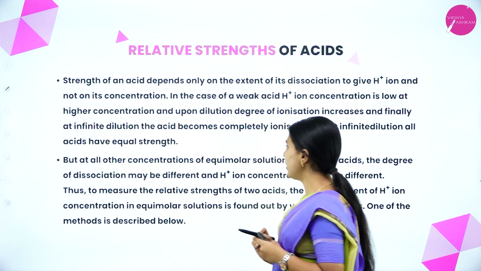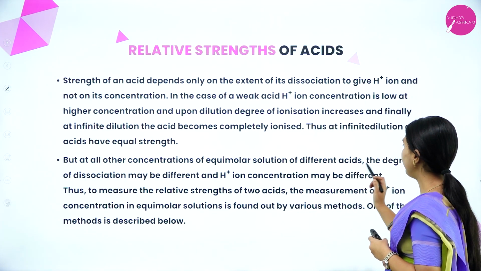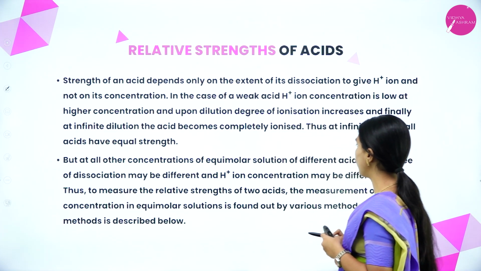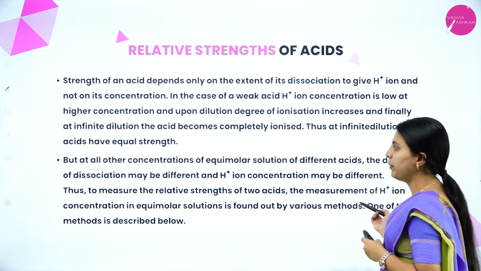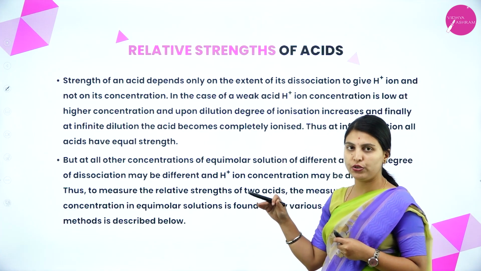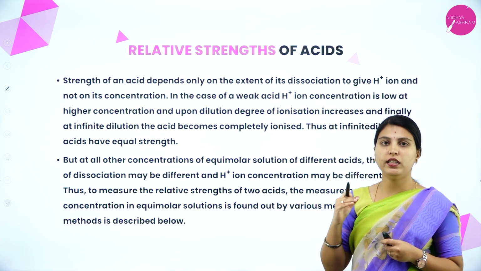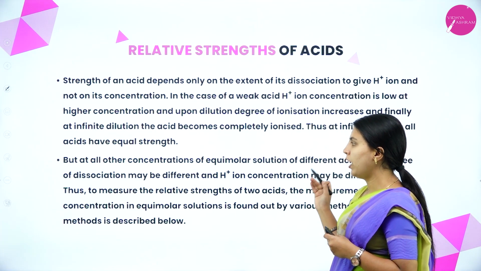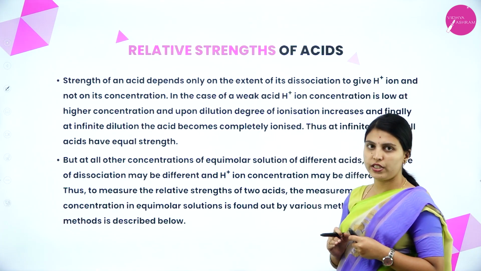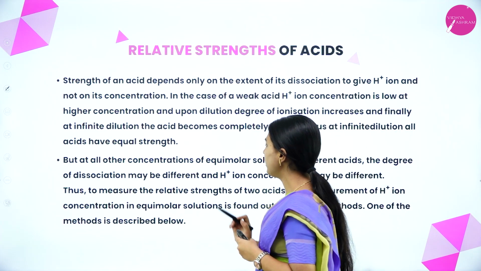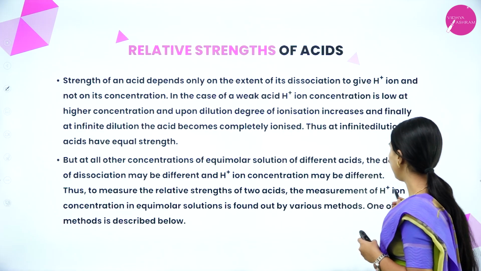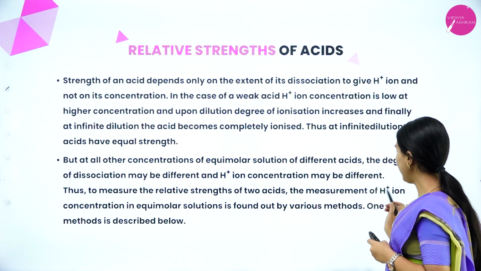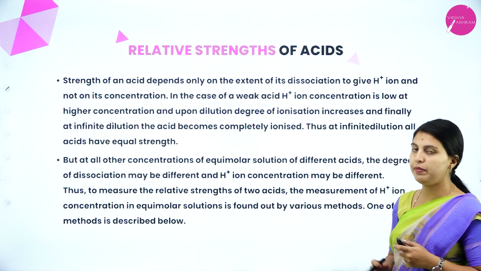But at all other concentrations of equimolar solutions of different acids, the degree of dissociation may be different and the H plus ion concentration may be different. When you take many acids in equimolar solution, the H plus concentration will be different and the degree of dissociation will be different. Thus, to measure the relative strength of two acids, the measurement of H plus ion concentration in equimolar solution is found out by various methods. One of the methods is described below.